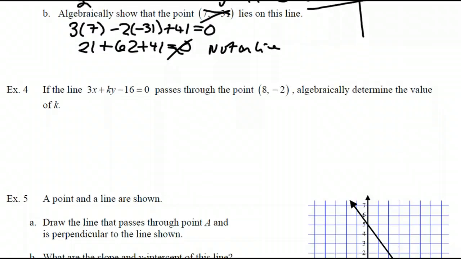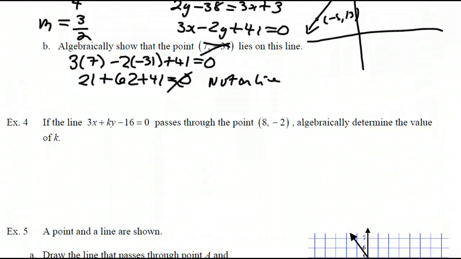Alright, I think we got 2 more to do here. If the line 3x plus ky minus 16 equals 0 passes through the point 8, negative 2, this might differ on your worksheet too, then algebraically determine the value of k.